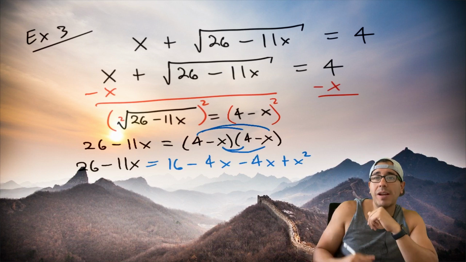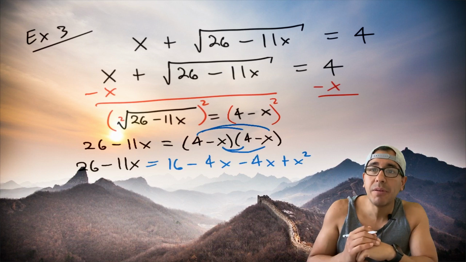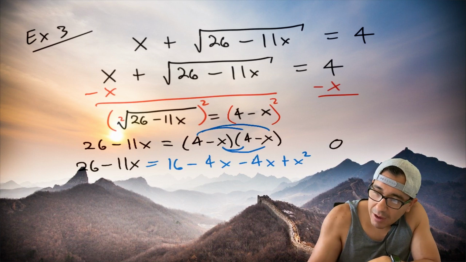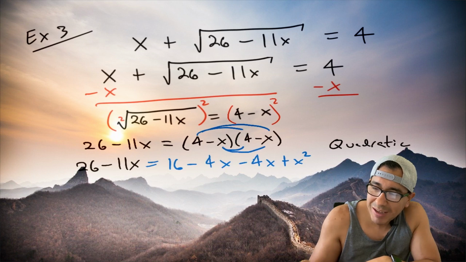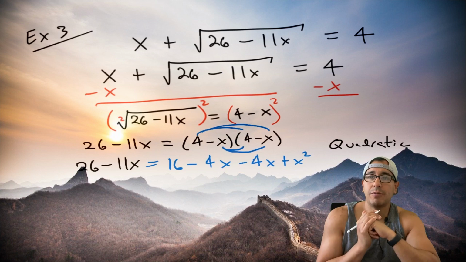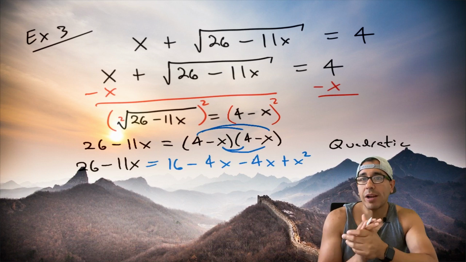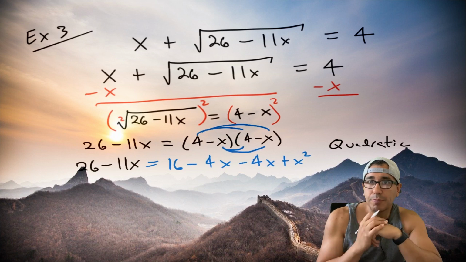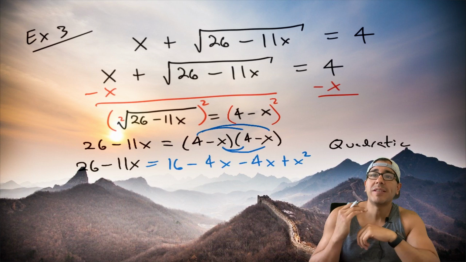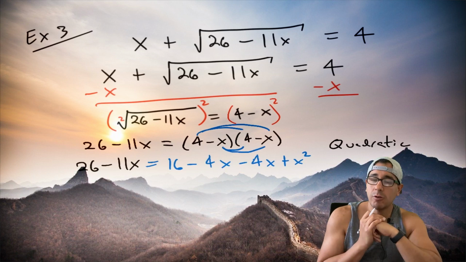What I want you to write down here is what type of equation do we have? And right here, notice we have a quadratic equation. It's quadratic because our biggest exponent is 2, right? And whenever we have a quadratic, we need to set one side equal to 0. So write that down. Whenever you see a quadratic, we set one side equal to 0.